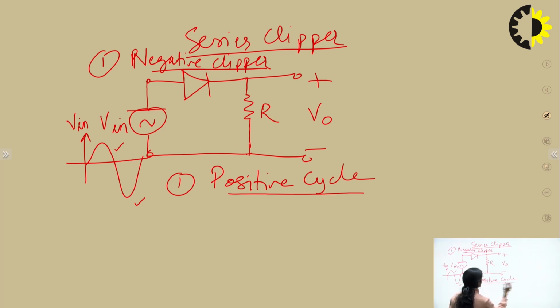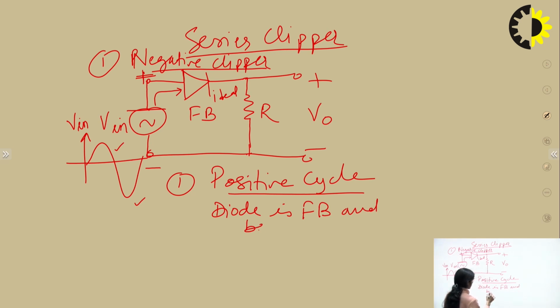For the positive cycle, this end of the input signal will become positive and this end will become negative. This positive end is connected to the positive of the diode, the anode of the diode. So the diode will become forward biased in the positive cycle. If we take an ideal diode, in forward bias condition it works as a short path. So for the positive cycle, the diode is forward biased and becomes a short circuit. We can draw the equivalent circuit for the positive cycle.